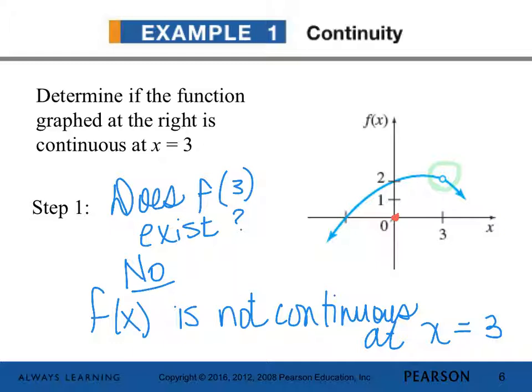It would be continuous, on the other hand, if we ask, is the function continuous at x equals 0? Because at x equals 0, f of 0 is 2. And if you approach 0 from the left, you approach the value 2. And if you approach 0 from the right, you approach the value 2. And the function is defined as 2 at x equals 0. So all three of the steps would be met for other values. In fact, any other values on this function except where that hole is at 3.